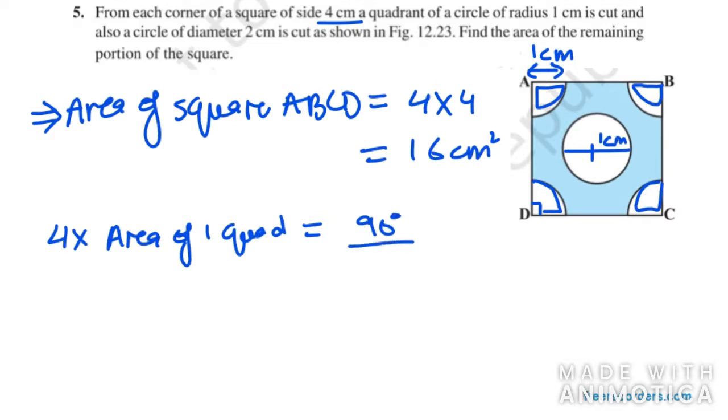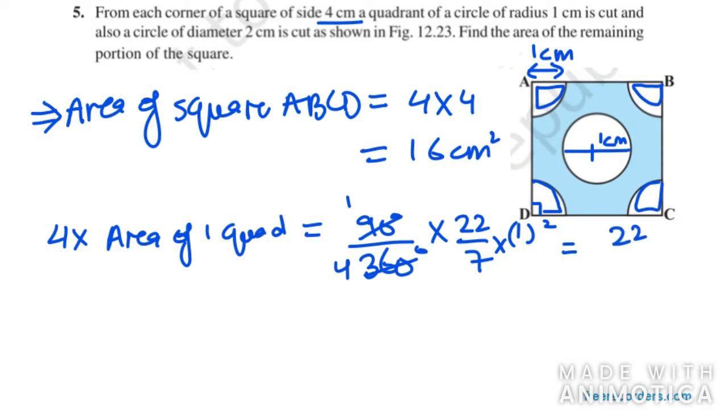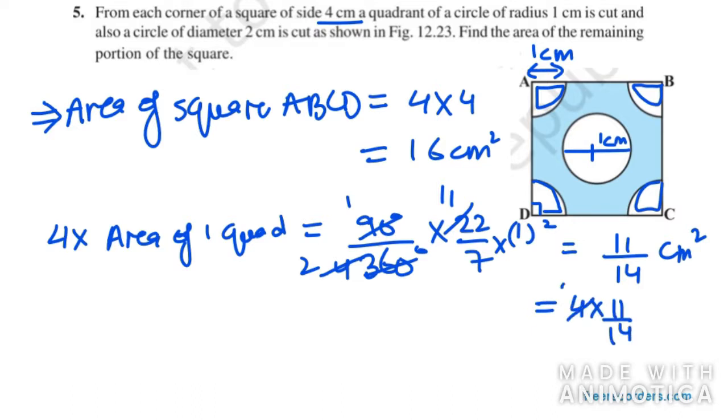So theta is 90 in a quadrant, 90 over 360 into pi r square. 22 over 7, r is 1. So the answer to this is 22 over 28. We can reduce it. So it will be 11 over 14 centimeter square. So this is the area of one quadrant. We need to multiply it with 4. So the area of 4 quadrants is 22 over 7.